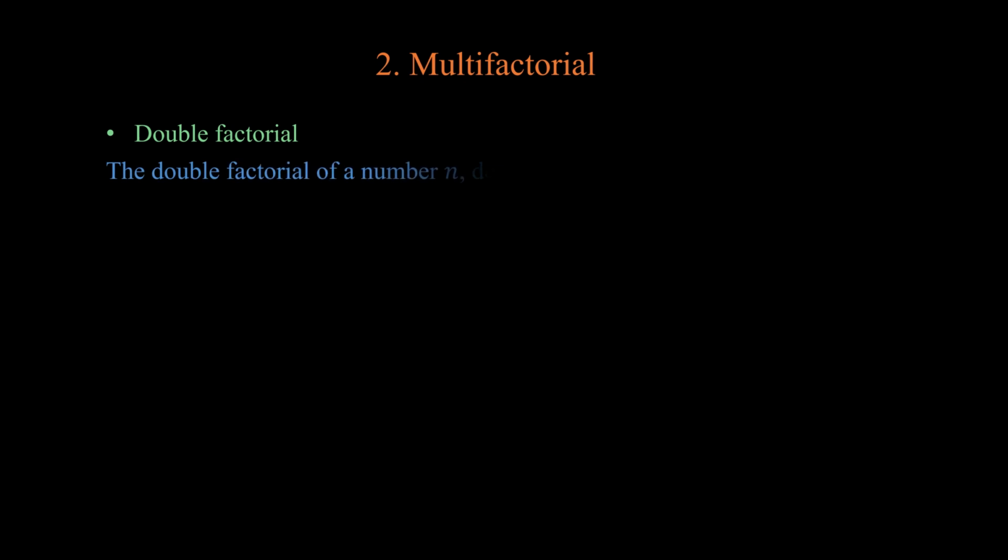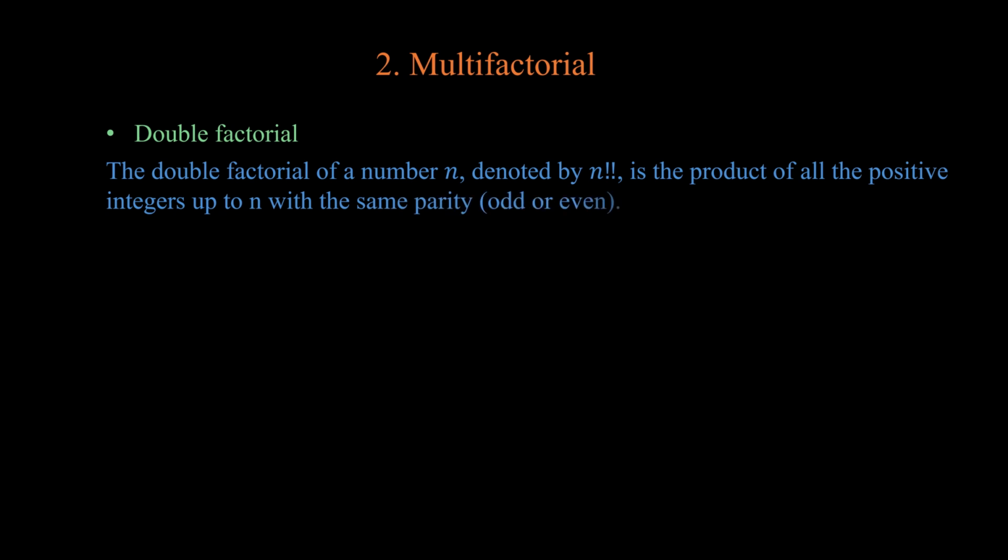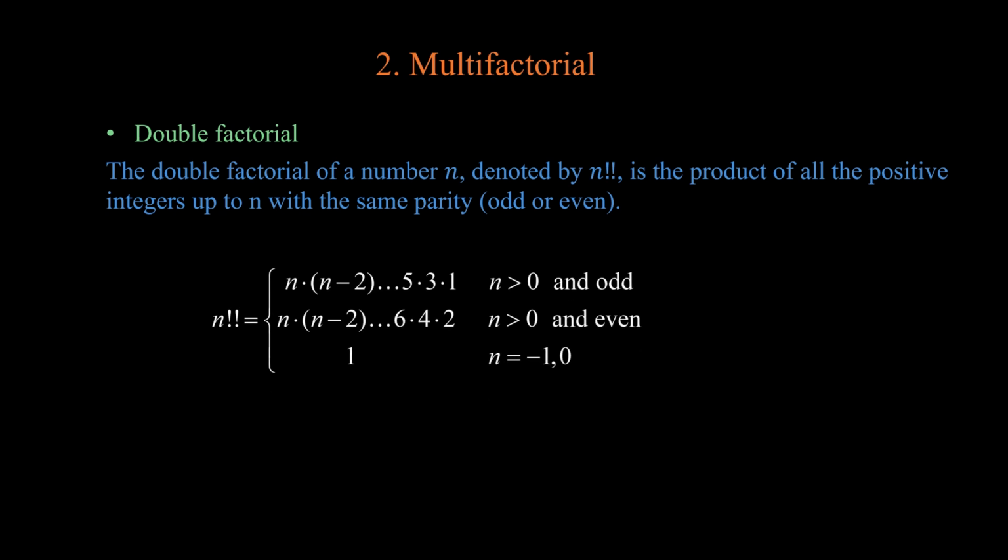Let's discuss multifactorial, which is the generalization of factorial. First, break down double factorial. The double factorial of a number n is the product of all the positive integers up to n with the same parity, odd or even, and is denoted by a double exclamation sign after the number. Same parity means the double factorial of an even number is the product of all even numbers, and the double factorial of an odd number is the product of all odd numbers less than or equal to the number.